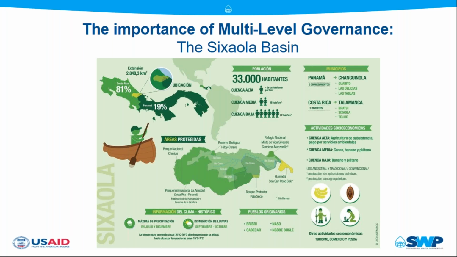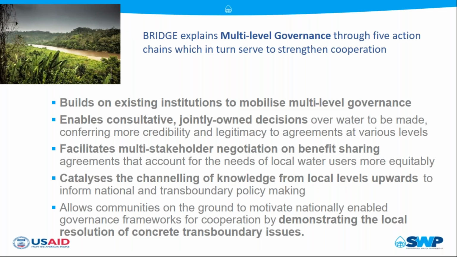So with that in as the context, the Bridge program explains, the way that it interprets multi-level governance is through these 5 action chains, which are all designed to build upon each other and to strengthen cooperation. They're designed to build on existing institutions to mobilize multi-level governance. This is not about creating new mechanisms, but it's about building on what's there.